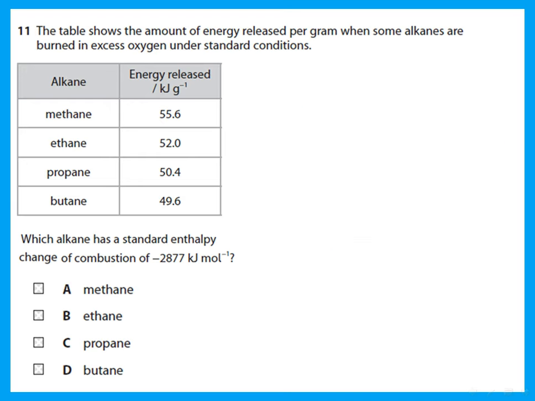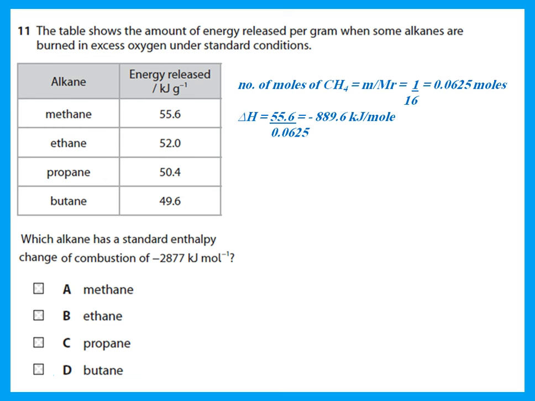This question says the table shows the amount of energy released per gram when some alkanes are burned in excess oxygen under standard conditions. So it gives the table of the energy released in kilojoule per gram for each of these, and it's asking which alkane has a standard enthalpy change of combustion of this number in kilojoule per mole. So we need to change the kilojoule per gram to kilojoule per mole. That means for each of them, we need to calculate the number of moles. That would be mass over molecular mass.